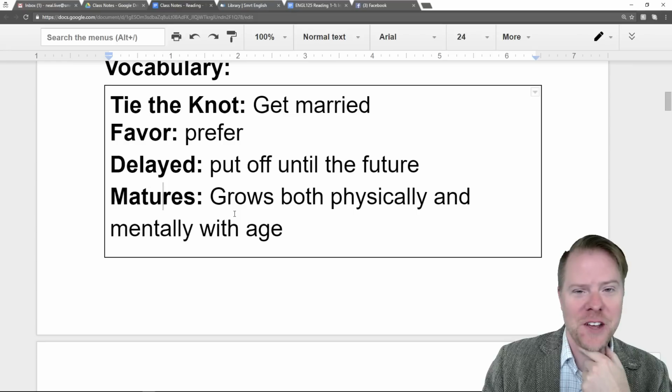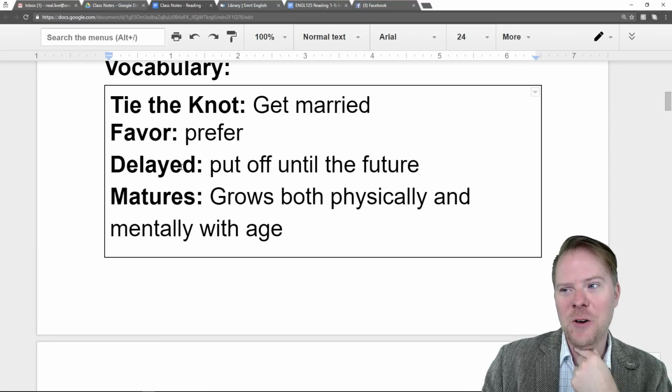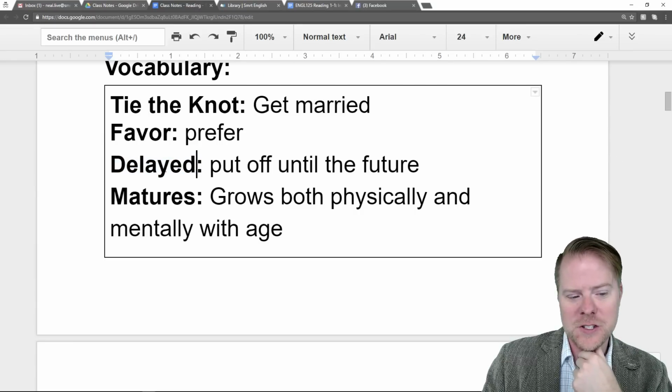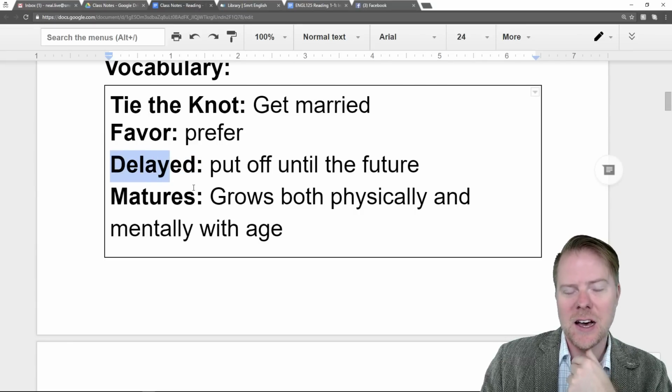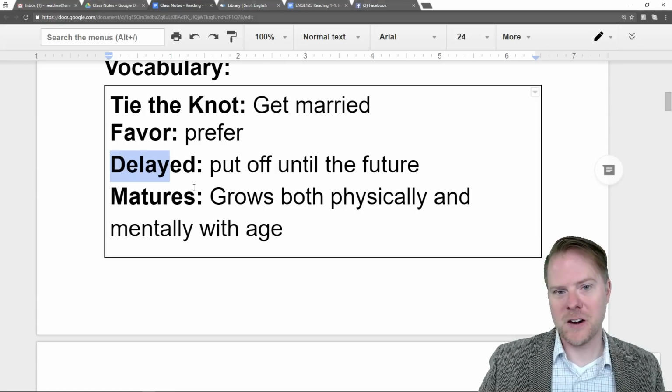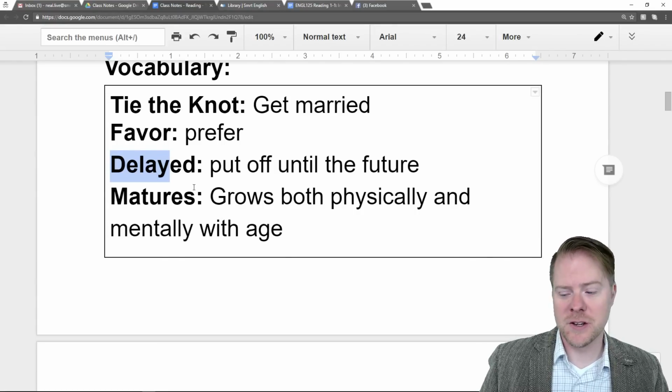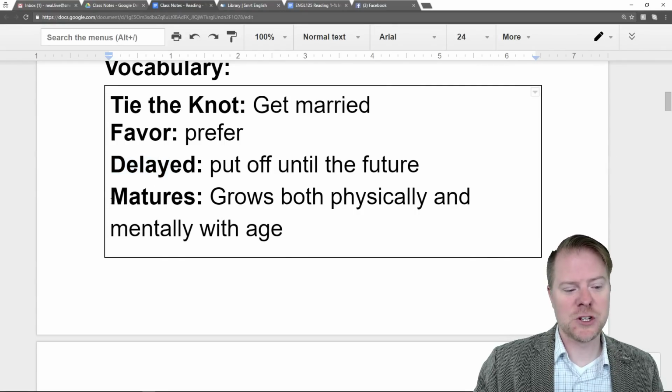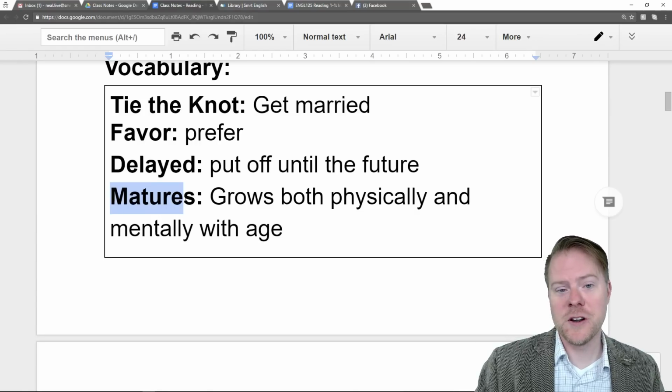Yes, these words are okay to use in an essay. These are good, I wouldn't say academic words, but good English words. This delayed, or simply delay, is a very common word. It's a very common word and a useful word. Delay is good. Mature is a good word.